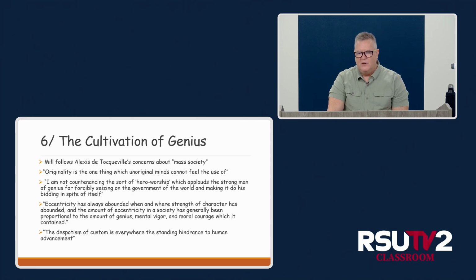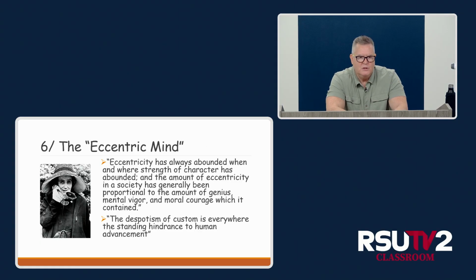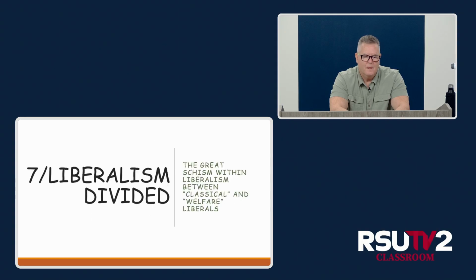He's basically saying that eccentricity has always abounded when and where strength of character has abounded. The amount of eccentricity in society has generally been proportional to the amount of genius, mental vigor, and moral courage which it contained. The despotism of custom is everywhere the standing hindrance to human advancement. And so he's saying we should tolerate and indeed cultivate the eccentric mind. Eccentricity has always abounded where strength of character has abounded. The despotism of custom is everywhere the standing hindrance to human advancement.